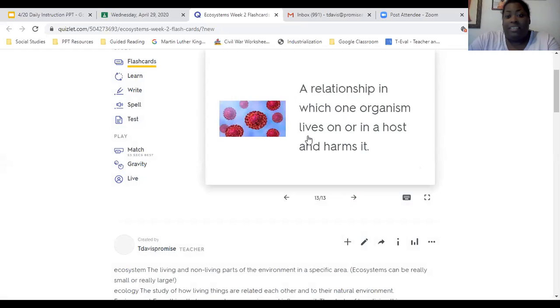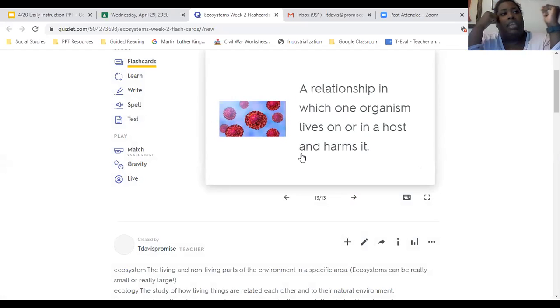Parasitism. I hate parasitism. When you have a cold, everybody say parasitism. When you have a sore throat, everybody say parasitism. Coronavirus, everybody say parasitism. When you get bit by a mosquito, my grandmother used to call them skeeters, when you get bit by a skeeter, everybody say parasitism. Parasitism is a relationship in which one organism lives on or in a host and harms it.